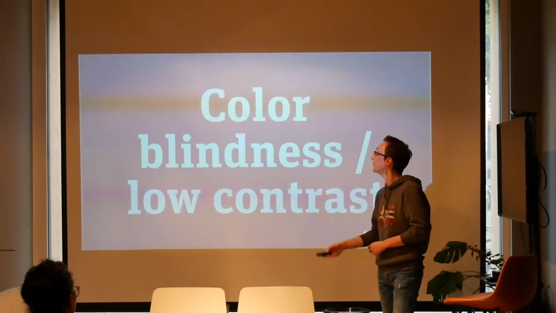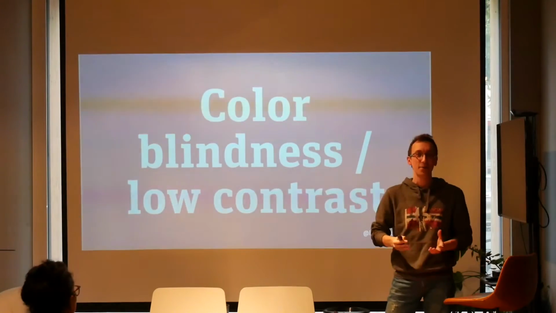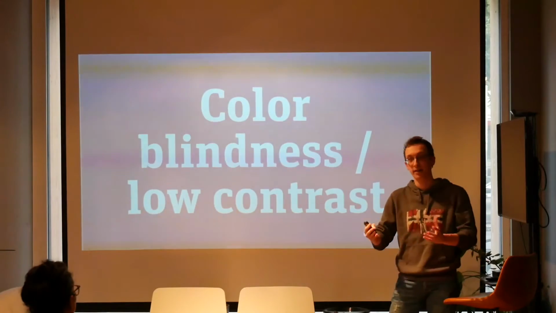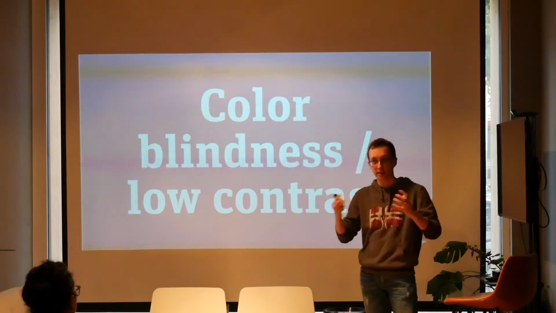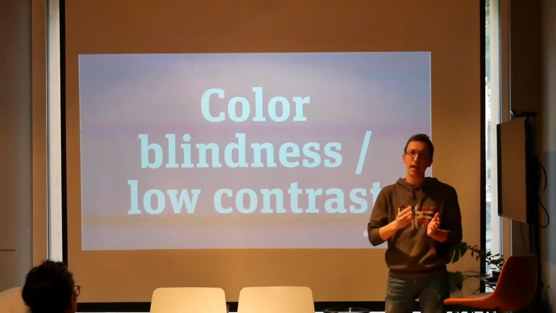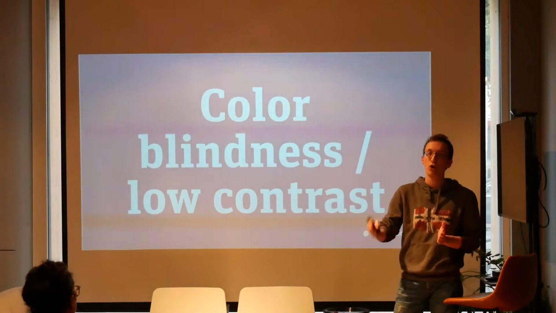The second big visual impairment we usually talk about on the web and in design is color blindness. And it shares its own sets of constraints. And this is a lot of them.